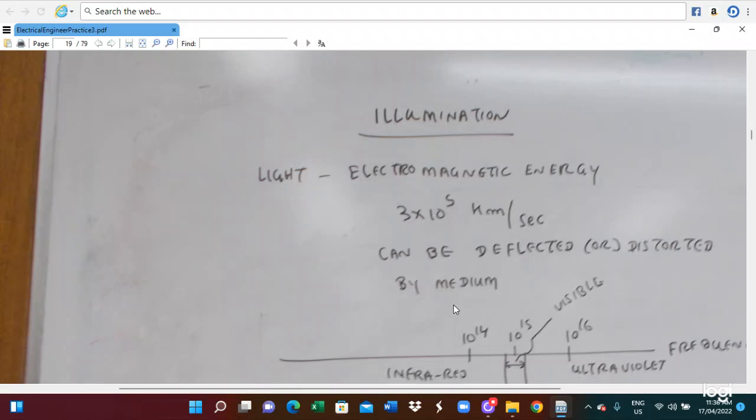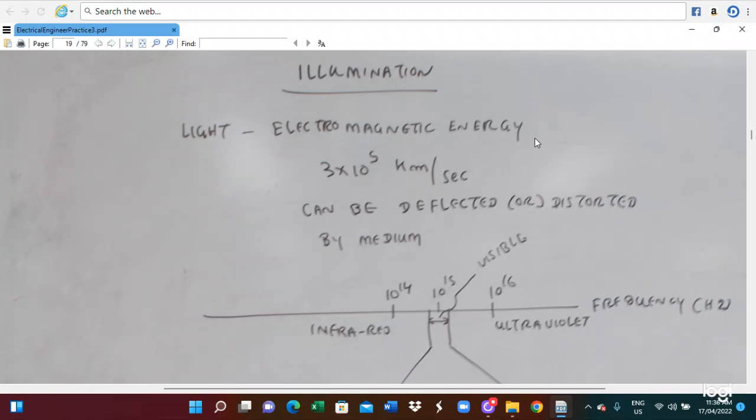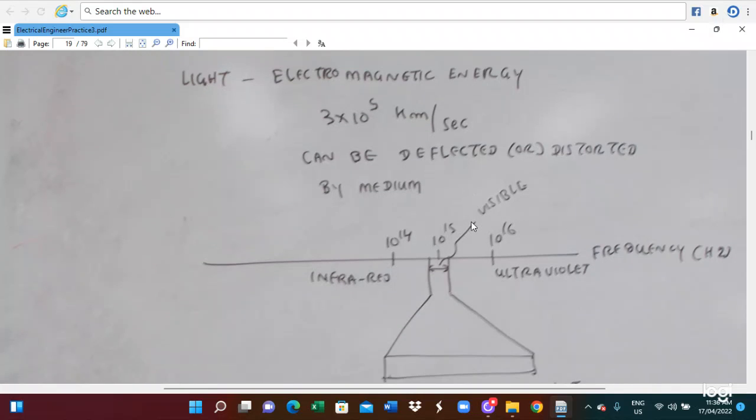So today's lesson, we are talking about illumination. Illumination is based on light. Light is a kind of electromagnetic energy. It travels with the speed of 3 multiplied by 10 power 5 kilometers per second. Light can be deflected or distorted.